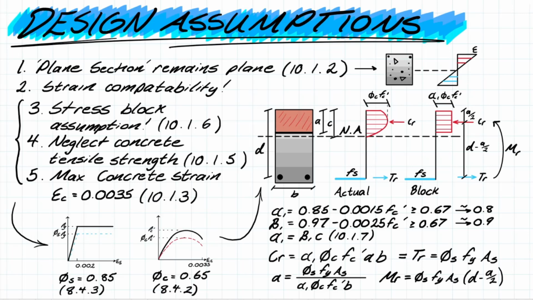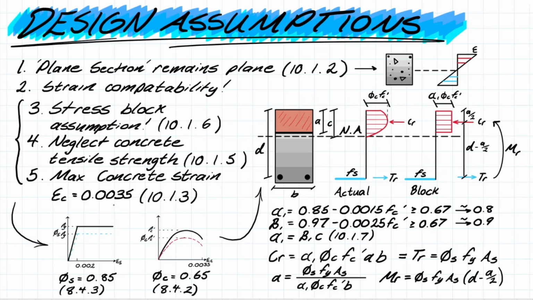Another important point is when we have a reinforced member, we're going to be neglecting the influence of the tensile strength of the concrete, because we've discussed in previous videos that the concrete is not very good in tension. So we just neglect it altogether and look at the strength of the steel for our tensile resistance. And obviously, this last point, which is just a design parameter, the max strain in our concrete is going to be limited. So we're going to limit it to 0.0035 for our problems.